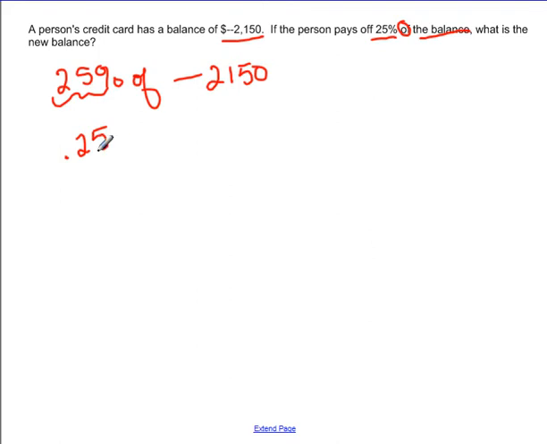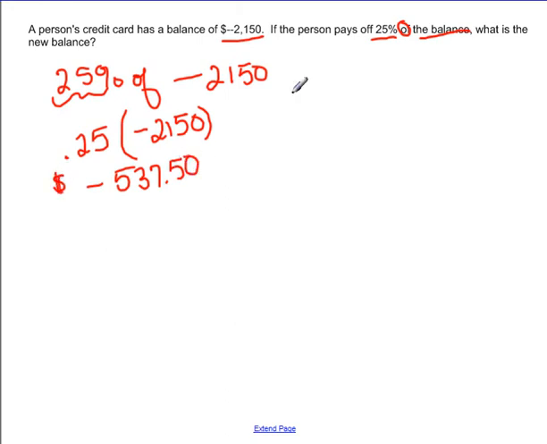In this context, of means to multiply, and we're going to multiply that by negative 2,150. Now you can work this out by hand if you want, or you could work it out on your calculator if that's okay with your teacher. Either way, when you do the multiplication, what you'll end up with is negative, because a positive times a negative is a negative, negative $537.50.